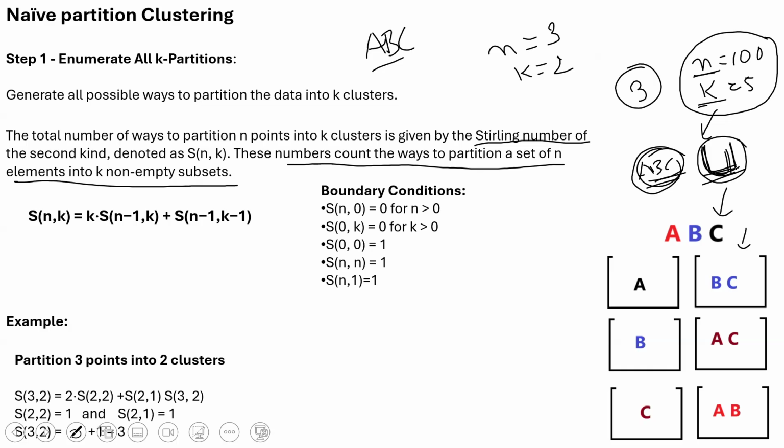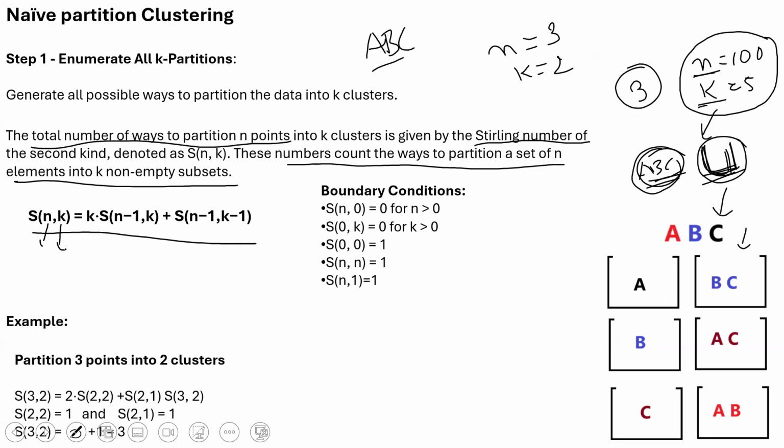The total number of partitions or enumerations possible with n points and k clusters is given by the Stirling number of the second kind, and it is denoted by S of n comma k. Here, n is the number of points given and k is the number of clusters. It is given by k into S of n minus 1 comma k plus S of n minus 1 comma k minus 1. Okay, S is the Stirling number of the second kind.